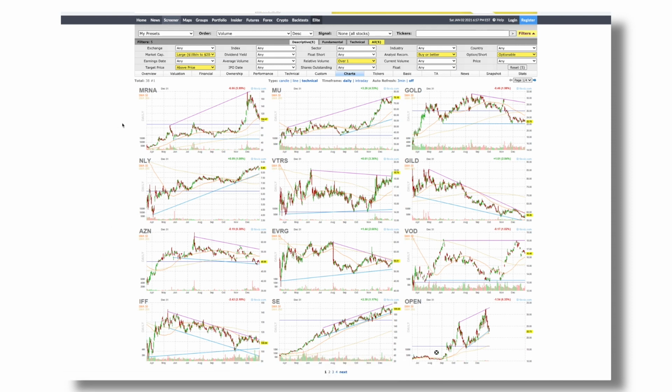So when I return that search criteria, I get a list of tickers here that we may or may not be familiar with. I know you guys have heard of Moderna by now due to the coronavirus vaccine. MU, Micron Technology, is a chip company that's been running pretty hot for a couple of months now. So yeah, this is an example of what you can get.